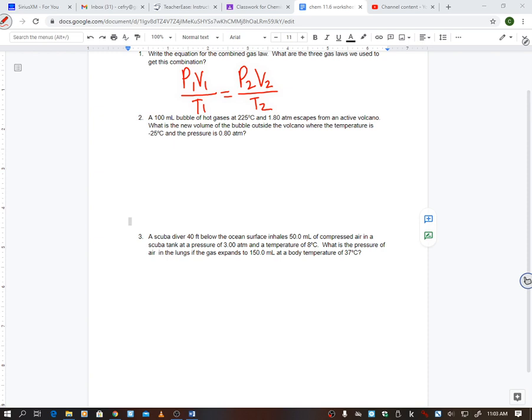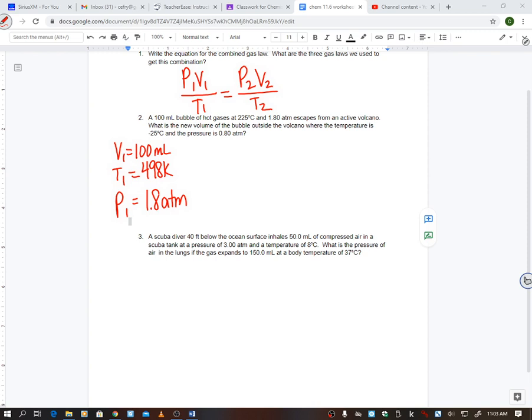I have a 100 milliliter bubble, so V1 is 100 milliliters of hot gases at 225 degrees Celsius. Now that needs to be in Kelvin, so that is 498 Kelvin when you add 273 to that. And it has a pressure of 1.8 atm.